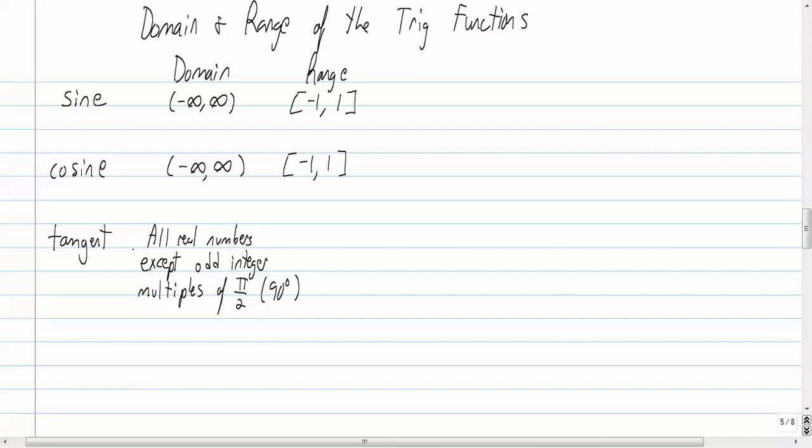Okay? So the range, what can you get out? Well, since tangent is y over x, it's a fraction. When you start dividing y divided by x, you can get anything out. So if you can get anything out, that means the range is going to be all real numbers.